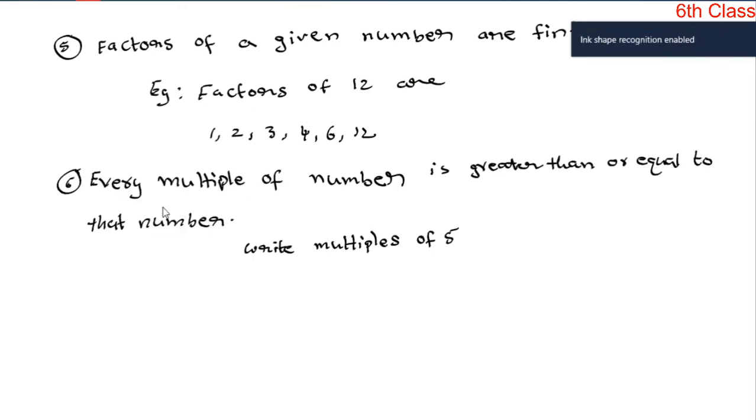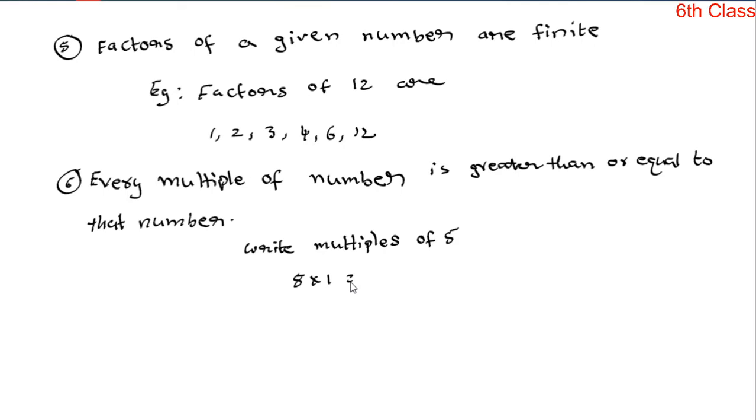Here is the sixth property: every multiple of a number is greater than or equal to that number. First, I will explain this property with one example. Write multiples of 5. What are the multiples of 5? 5 multiplied by 1 is 5. 5 is a multiple of 5.